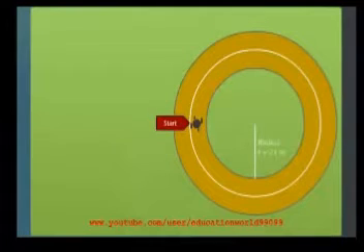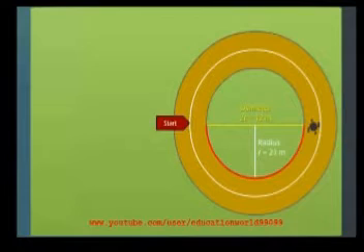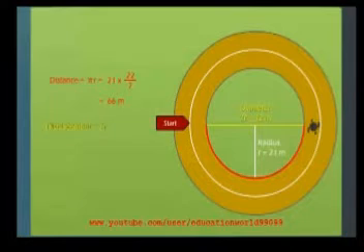This circular track has a radius of 21 meters. The athlete travels half the circumference. Thus, the distance covered is given by pi r, that is 21 into 22 divided by 7, which is equal to 66 meters. And the displacement is equal to the diameter, as the diameter is the shortest distance between the initial and the final positions of the athlete. Therefore, the displacement is 2r, which is equal to 42 meters.